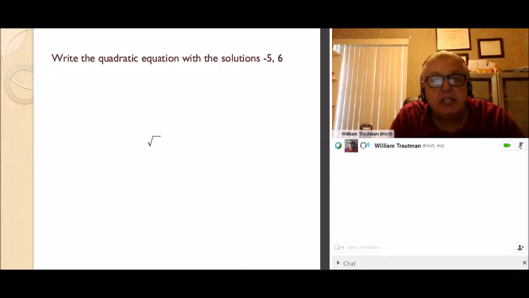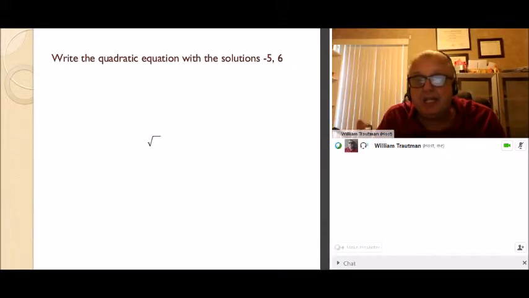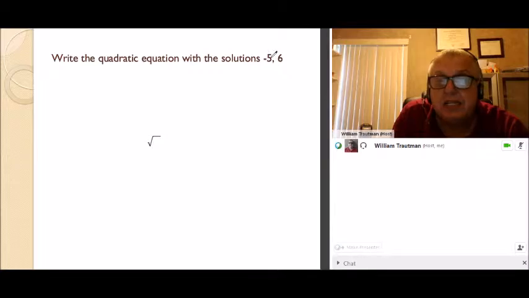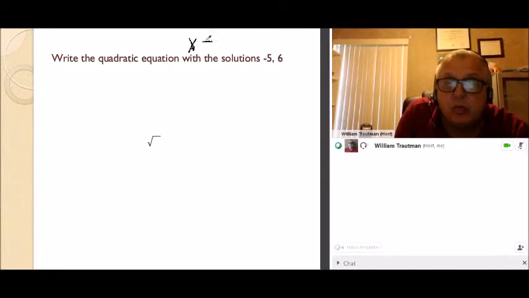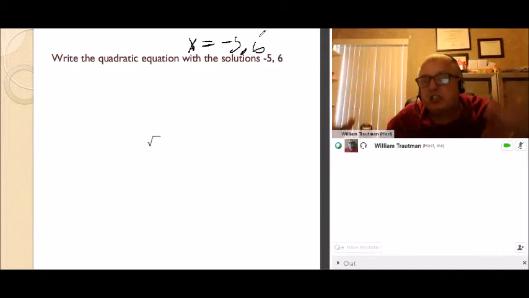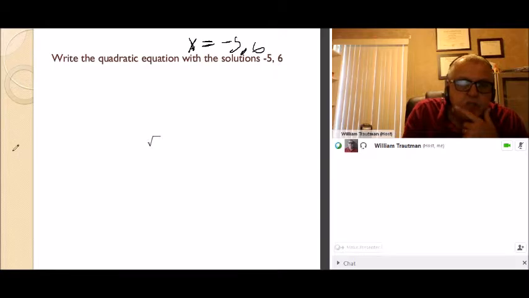Next problem, write the quadratic equation for the solution, -5, 6. So this is kind of backwards of what we've been doing in the past. They're telling us x equals -5 and 6. They're telling us the answer already, right?